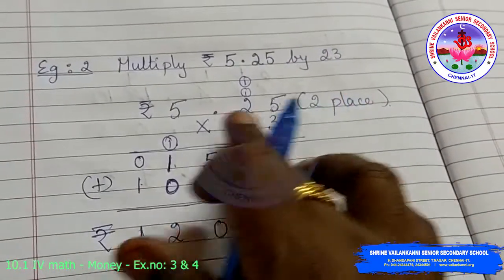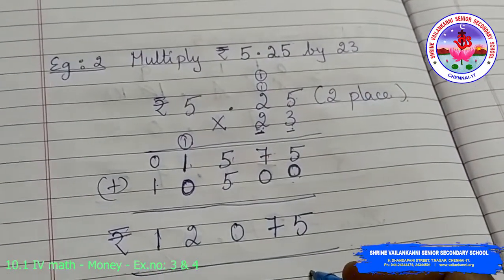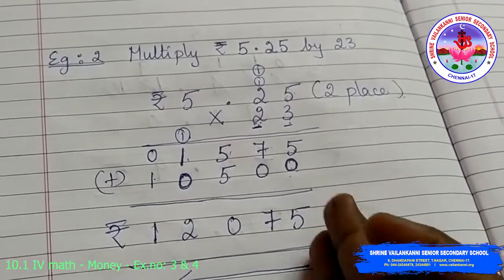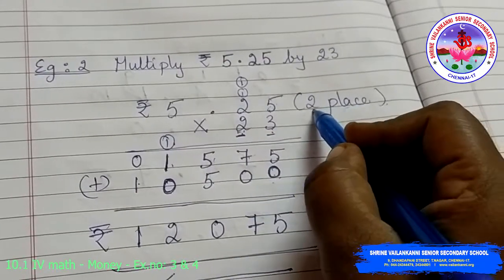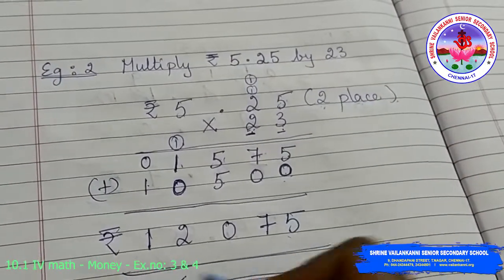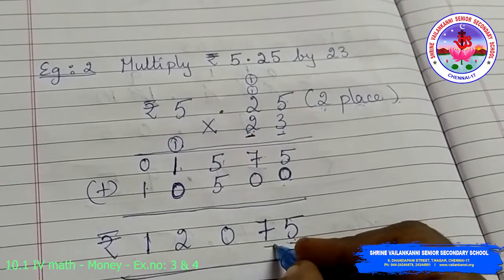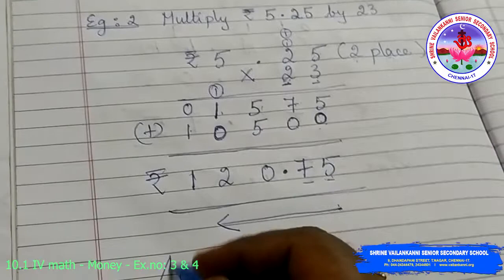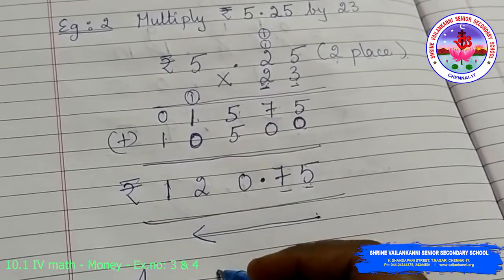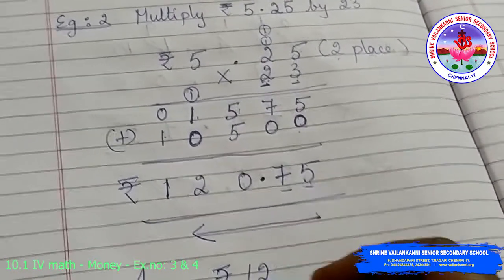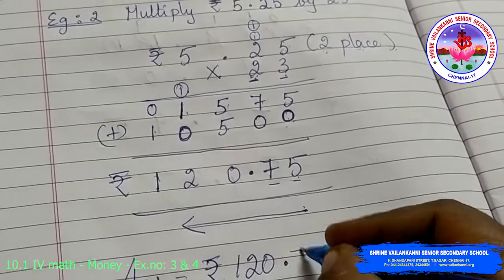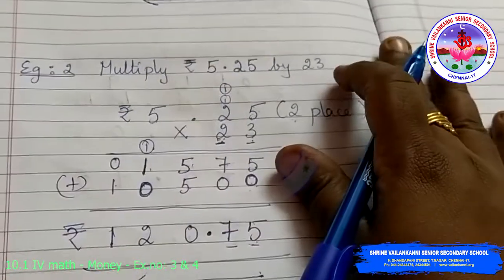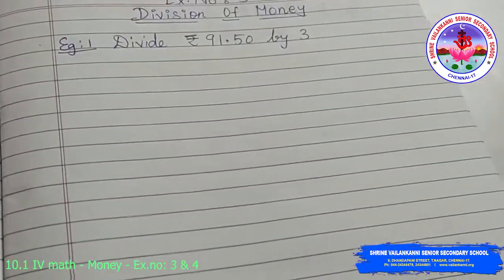Now we are going to insert the decimal. Moving from right to left, how many places do you have to move? We have made a note, no? 2 places. So from right to left, 2 places, 1, 2. After these 2 places, keep a decimal. So the answer is rupees 120.75, that is 120 rupees 75 paise.